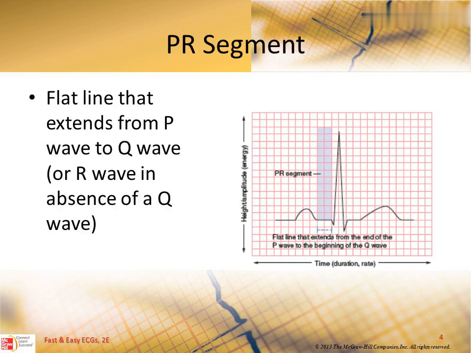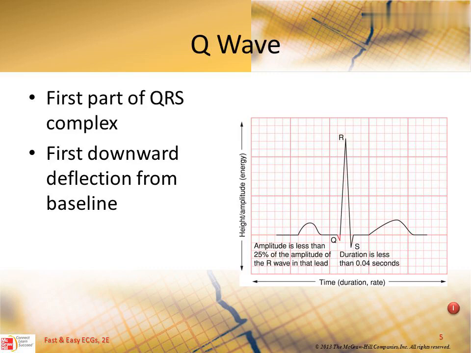PR segment. A flat line that extends from the P wave to the Q wave, or to the R wave in the absence of a Q wave. Q wave, the first part of the QRS complex. The first downward deflection from baseline. Instructional point: the Q wave is not always present.